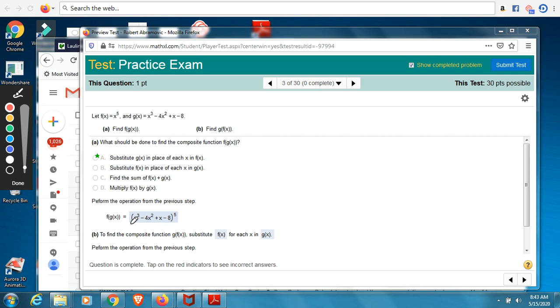To find the composite function, substitute for each x in g of x, performing the operation in the previous step. So g of f of x. Now, when we write down functions, f of x equals x to the fifth, and g of x equals x cubed minus 4x squared plus x minus 8, this is saying x is just a placeholder for input. The function f is defined as taking an input and raising that input to the fifth power. Likewise, the function g is defined as taking an input, putting 4 times the input squared, adding the input, and subtracting 8.